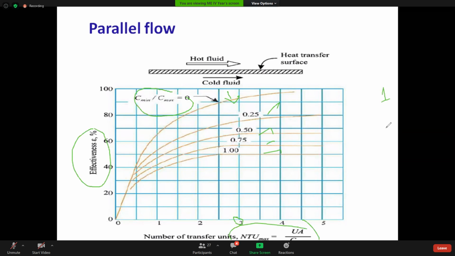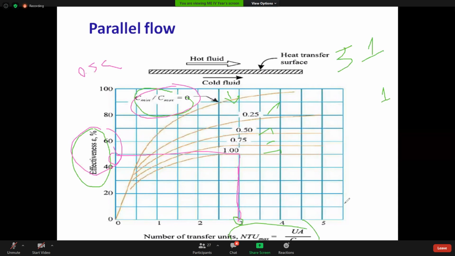What is the effectiveness? Can anybody tell? NTU is 3. C minimum by C maximum is 1. What is the effectiveness? And just we have to see this is the 3 corresponding to 3, and this is the line 1, and we can see this is 50%. And the effectiveness is 50%, so we can write this as 0.5. That is the effectiveness.